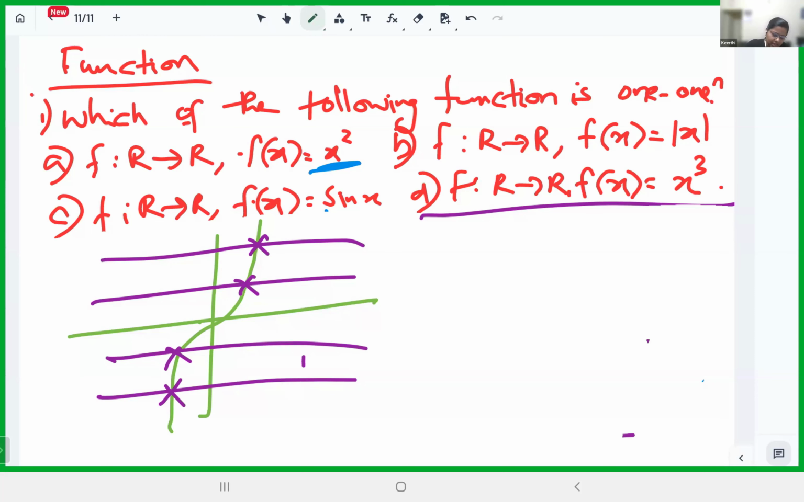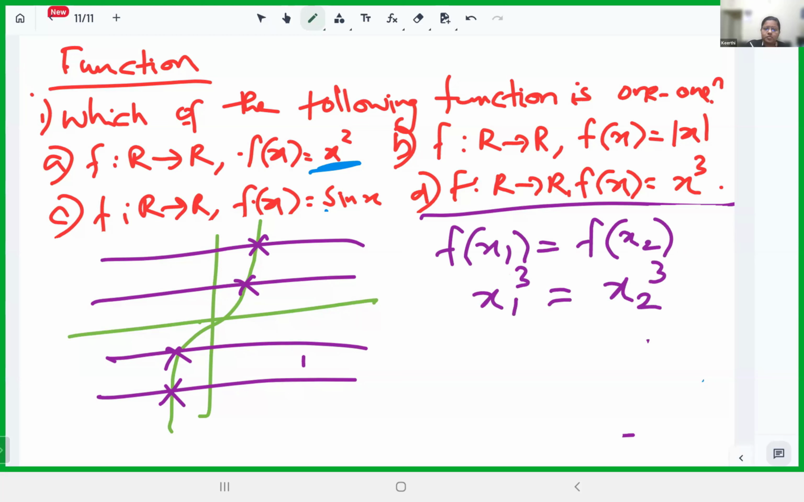That is, if f of x1 is equal to f of x2, what can you say from this? X1 cube equal to x2 cube. If the cubes of two numbers are equal, definitely those numbers should be equal, right? Then only the cube will be equal. X1 cube equal to x2 cube means x1 should be equal to x2. From this you get that the function is 1, 1. Now we are moving on to the next question.